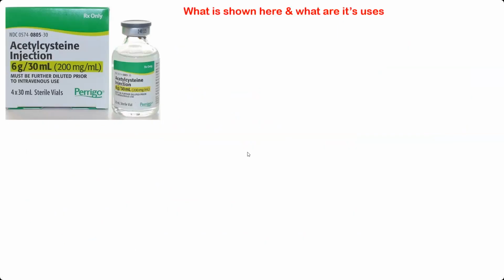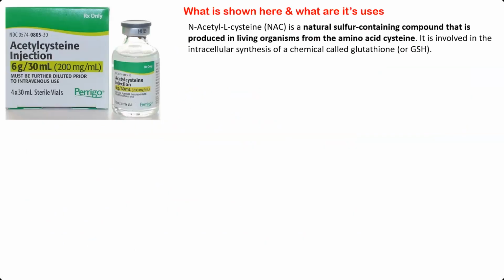What is shown here and what are its uses? So in paracetamol poisoning, as protection in liver transplant, and as a mucolytic also. It is a natural sulfur-containing compound that is produced in living organisms from the amino acid cysteine. Okay? And intracellular synthesis of a chemical called glutathione. It is a powerful antioxidant.